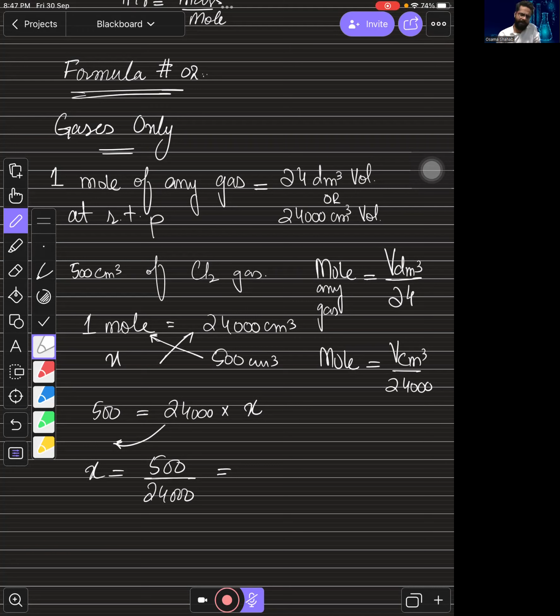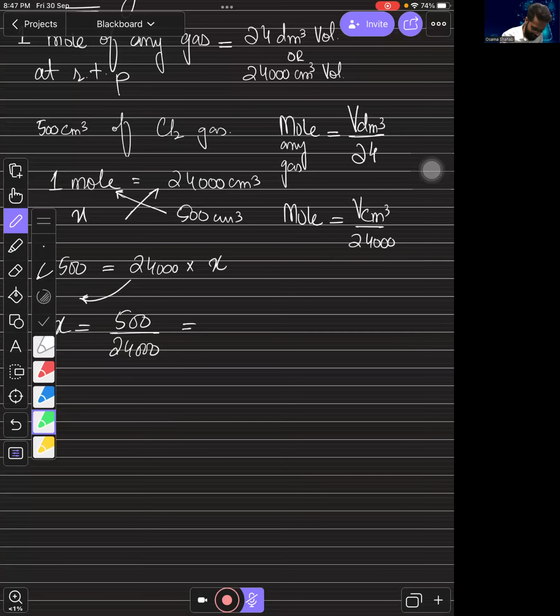Is that right or not? Okay, sir, got it. And for example, if the examiner asks you to find the volume, you can find the volume as well. If you want to find the volume through the number of moles in decimeter cube, just multiply the moles with 24. Or if you want to find the volume of any gas in centimeter cube, just multiply the moles with 24,000. It is simple now, right, bacho?